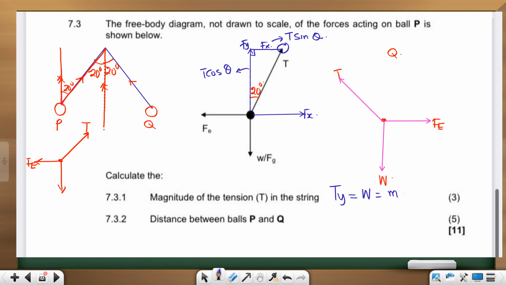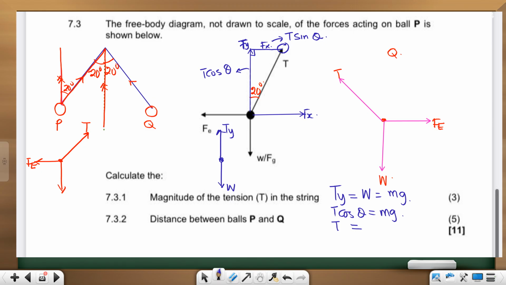I am therefore going to say Fy or Ty is equal to W. Let me know if this makes sense. The force pointing up must be equal to the force pointing down because the system is at equilibrium or rest. What is Ty? T cos theta equals to what? I think we can get T now.